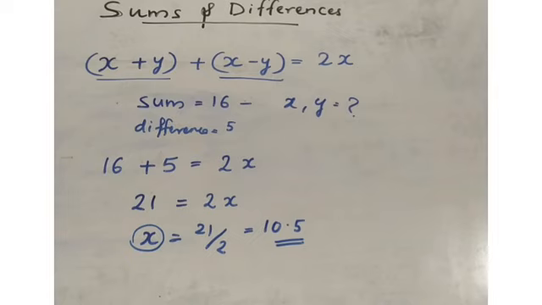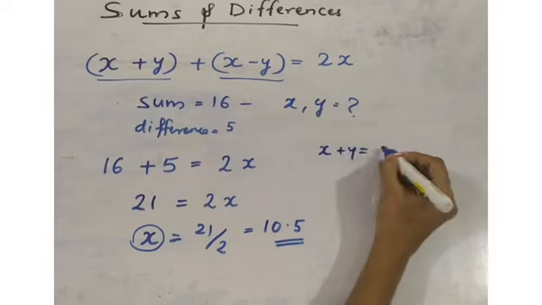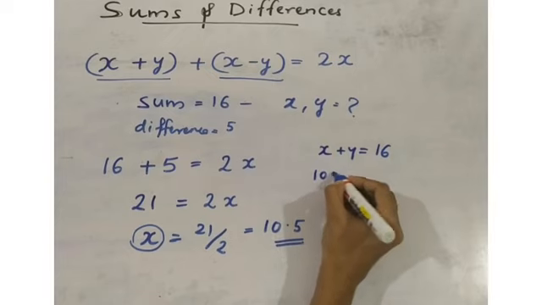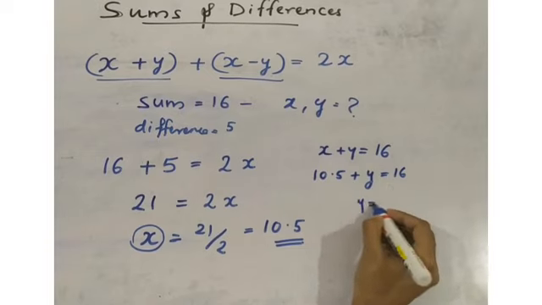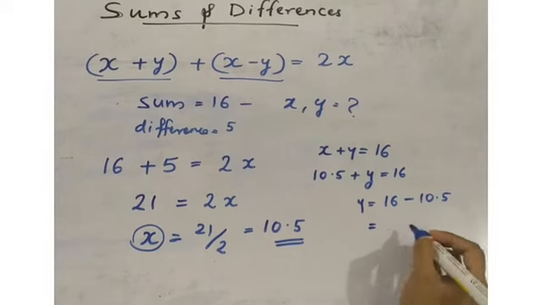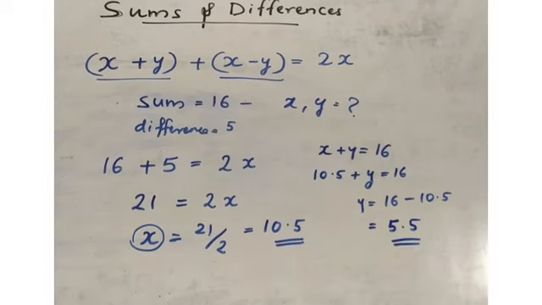Now we can find y easily. Let us substitute this x in this equation. So x plus y equals, we know that this is the sum, that is 16. Our x is 10.5. 10.5 plus y, which we don't know, is equal to 16. So y equals 16 minus 10.5 equals 5.5. So we got y and we got x. So we will say the numbers are 10.5 and 5.5.